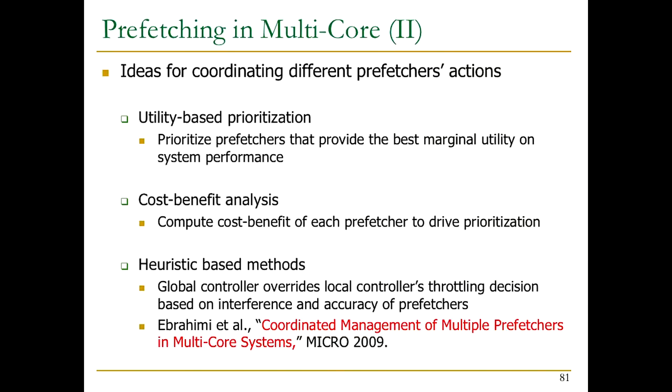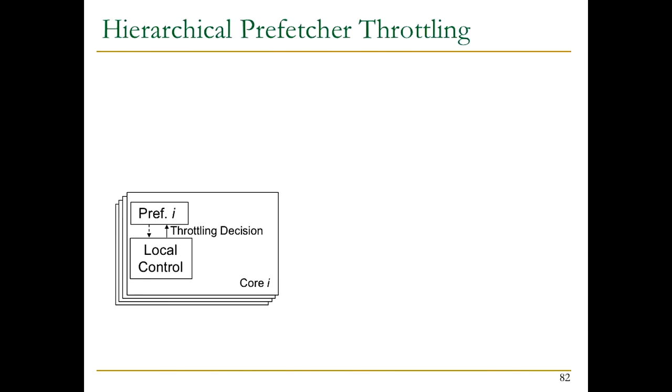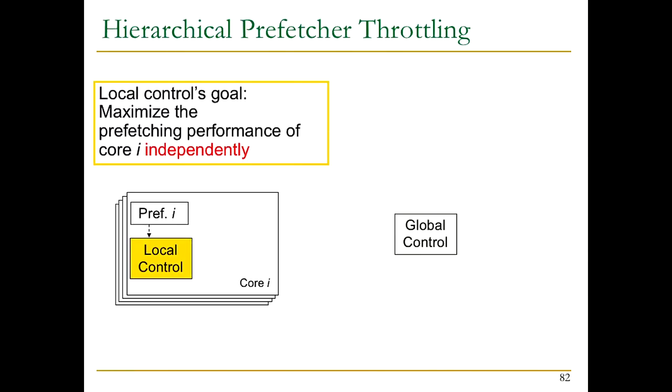Basically, a simple way could be having a global controller that overrides the decision of the local controllers, having more hierarchical control, basically. Of course, if you want to do that, you need more information. So this is one example. You have different cores. They each have a local controller, and they make a throttling decision. We're going to get rid of that throttling decision over here. Now we're going to have some global control over here.